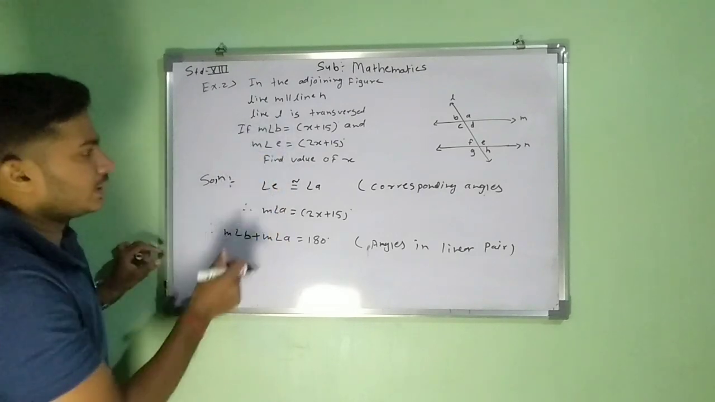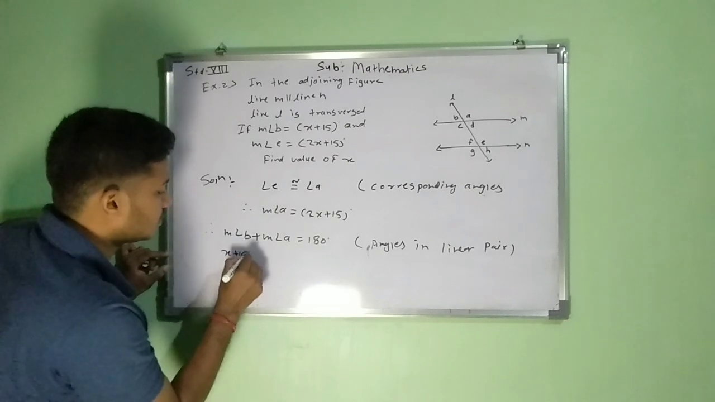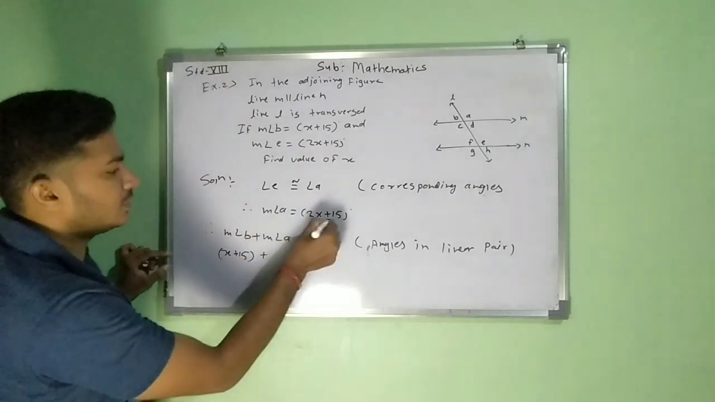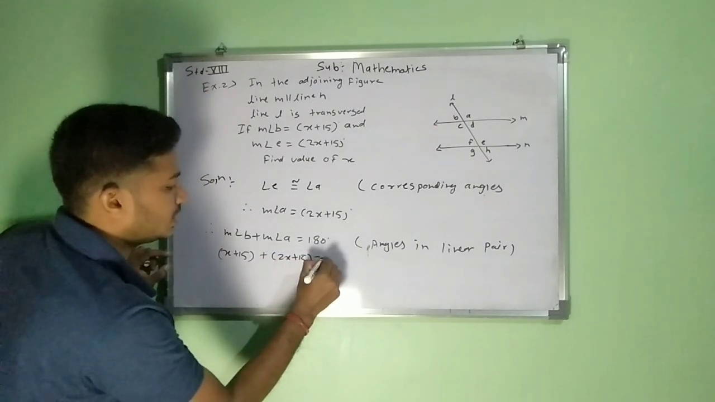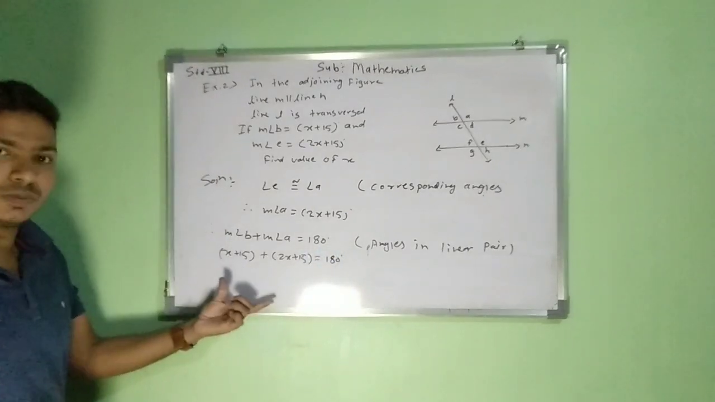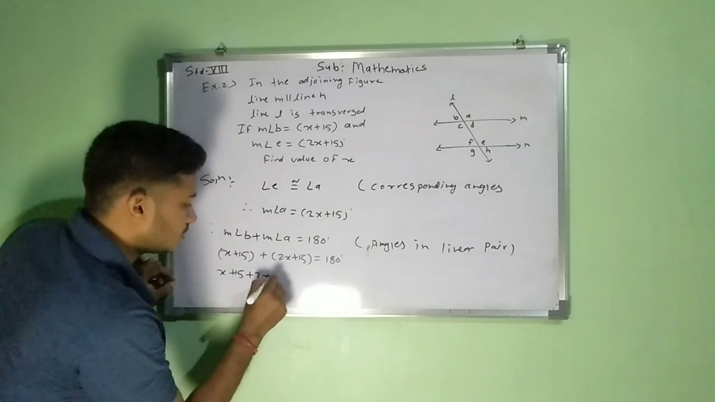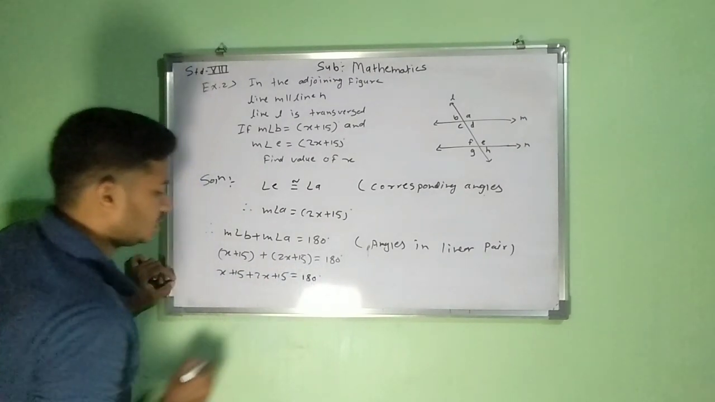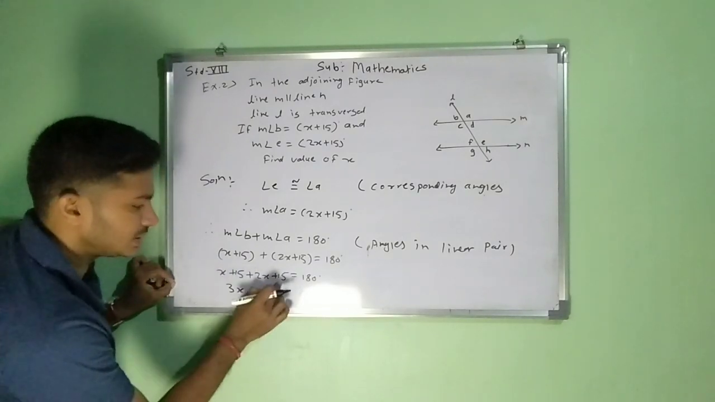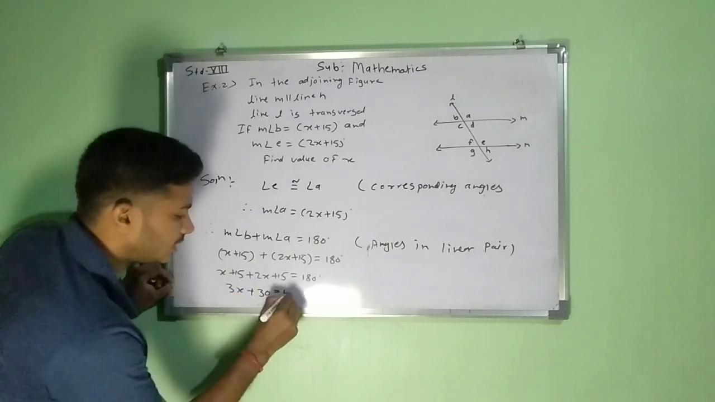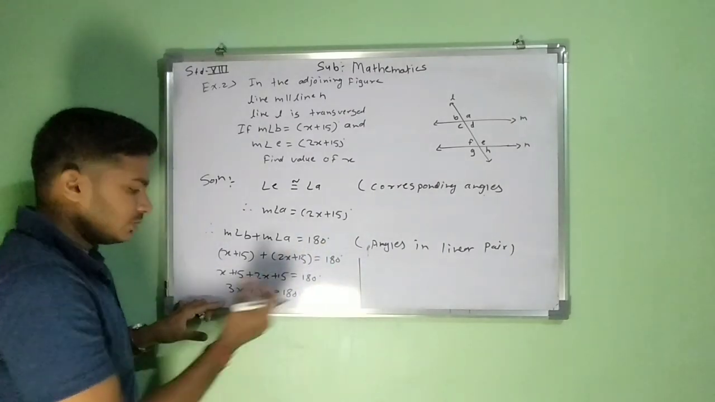We know the measurement of both angles. The measurement of angle B is x plus 15 and the measurement of angle A we just now got, which is 2x plus 15, and the addition of that is equal to 180 degrees. Now we have to find the value of x. Okay, look here, this is x plus 15 plus 2x plus 15, which is equal to 180 degrees. Now x plus 2x will be 3x, and 15 plus 15 will become 30, which is equal to 180 degrees. Okay, now that 30 will go to the right hand side, it will become negative.